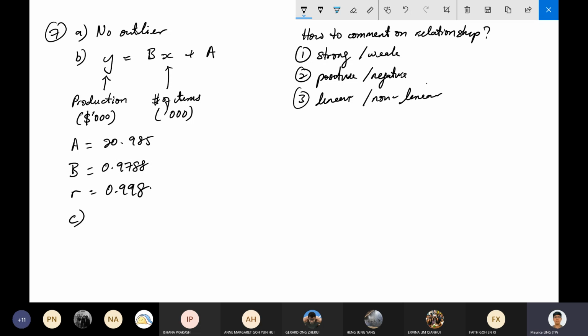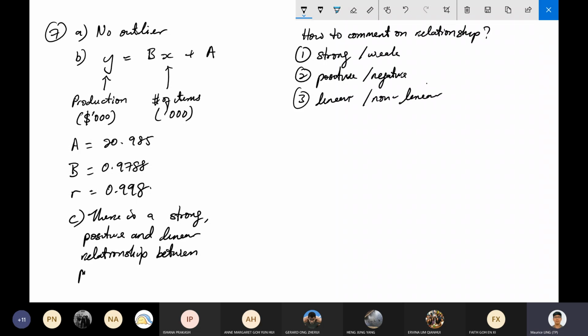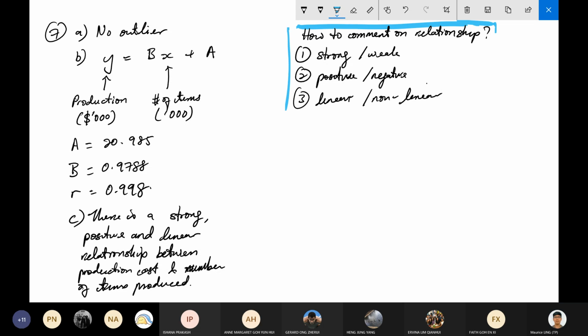So in this case, we say that there is a strong, positive, and linear relationship between production cost and the number of items produced. Okay, so these are the words that you have: strong, positive, linear.